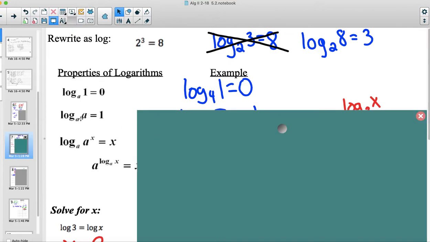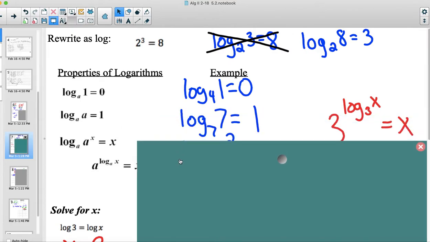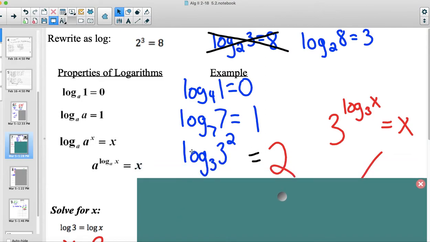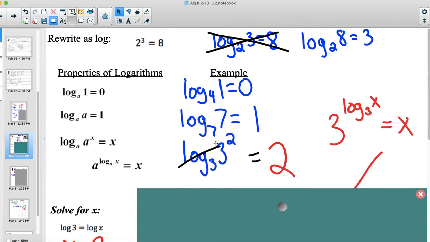What if these two numbers are the same? You can see this would be 7 to the first, which equals 7. So anytime these two numbers are the same, it's going to equal 1. When you have log base 3 of 3 squared, again, the log cancels out, and you're just going to equal 2. In a similar fashion, when you write 3 to the power of log base 3 of x, those would simplify and it would just equal x. So these are all sort of shortcuts.